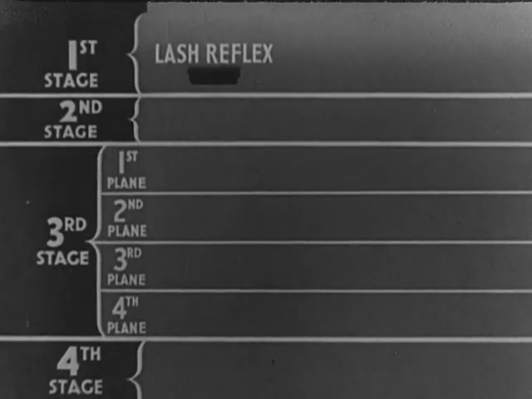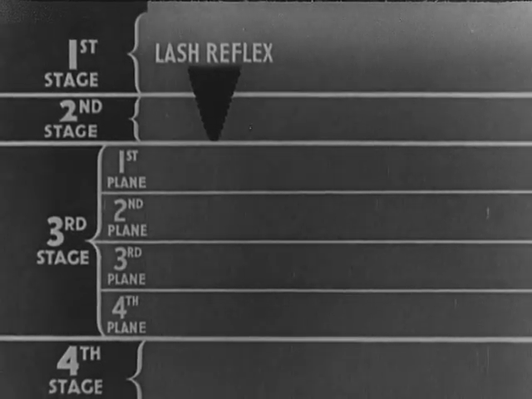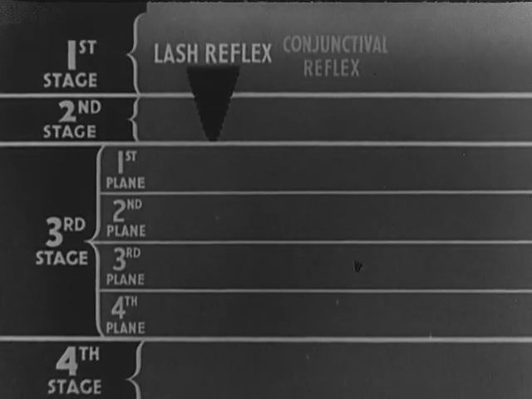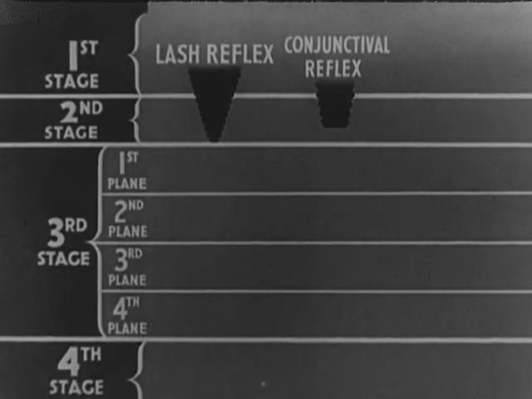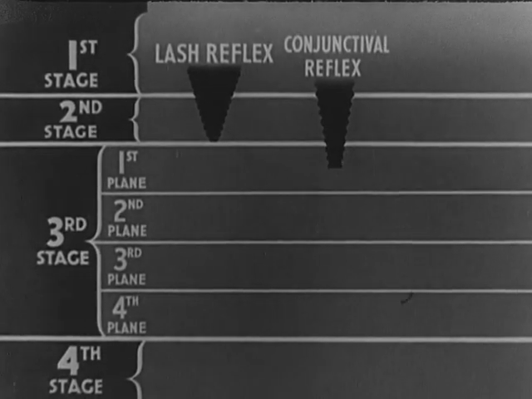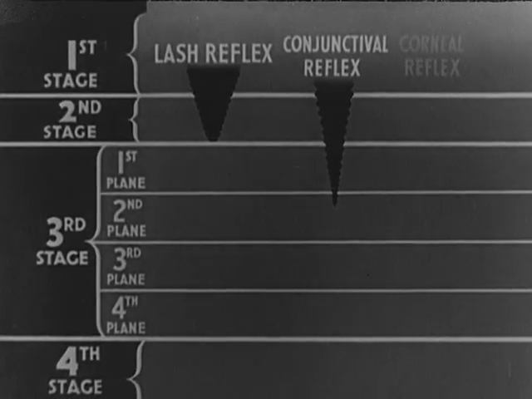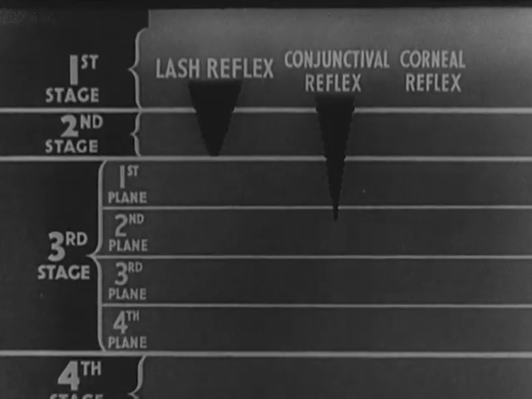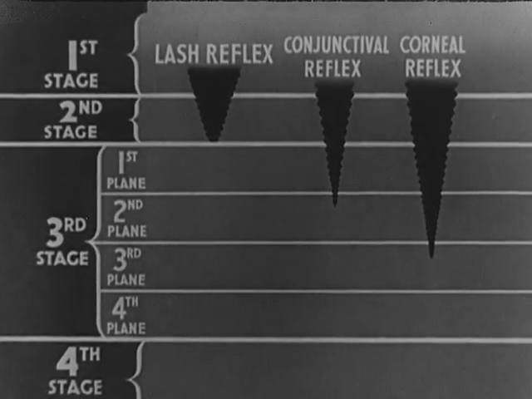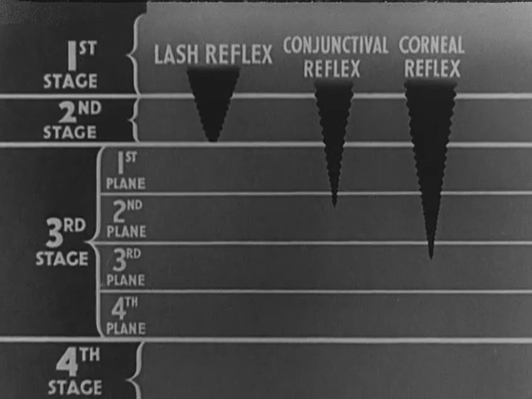The lash reflex disappears during the second stage of anesthesia, and its presence merely confirms that the patient is very lightly anesthetized. The conjunctival reflex is brisk in the second stage, gradually diminishing in intensity, and is lost by the second plane of the third stage. The corneal reflex is lost by the third plane of the third stage. Both these reflexes are very variable. While their presence confirms that anesthesia is above a certain depth, their absence means nothing.